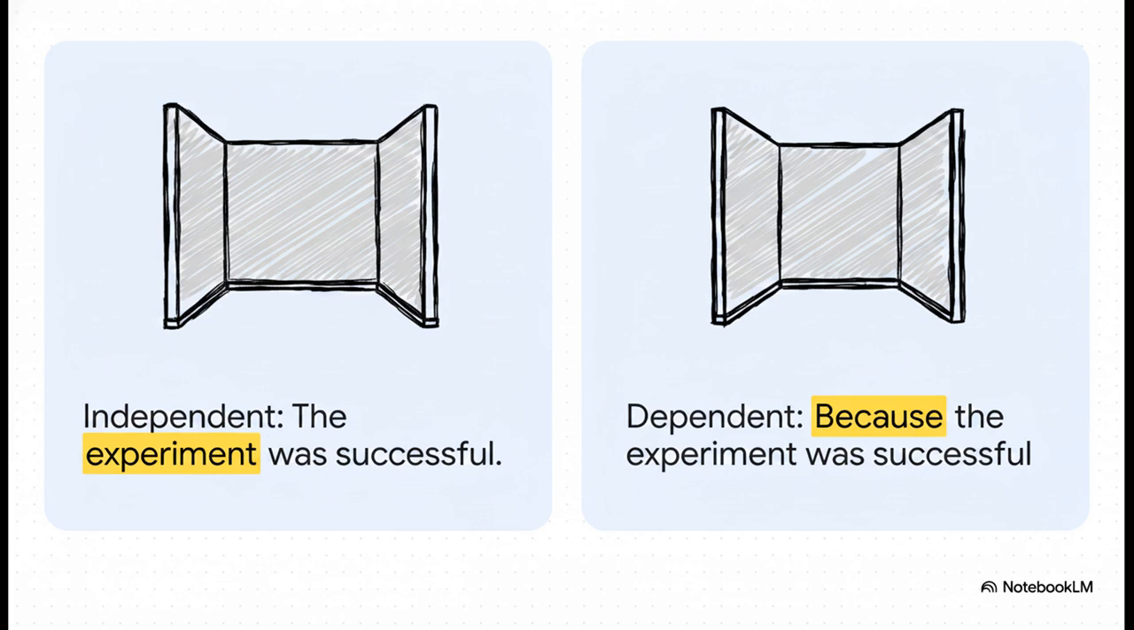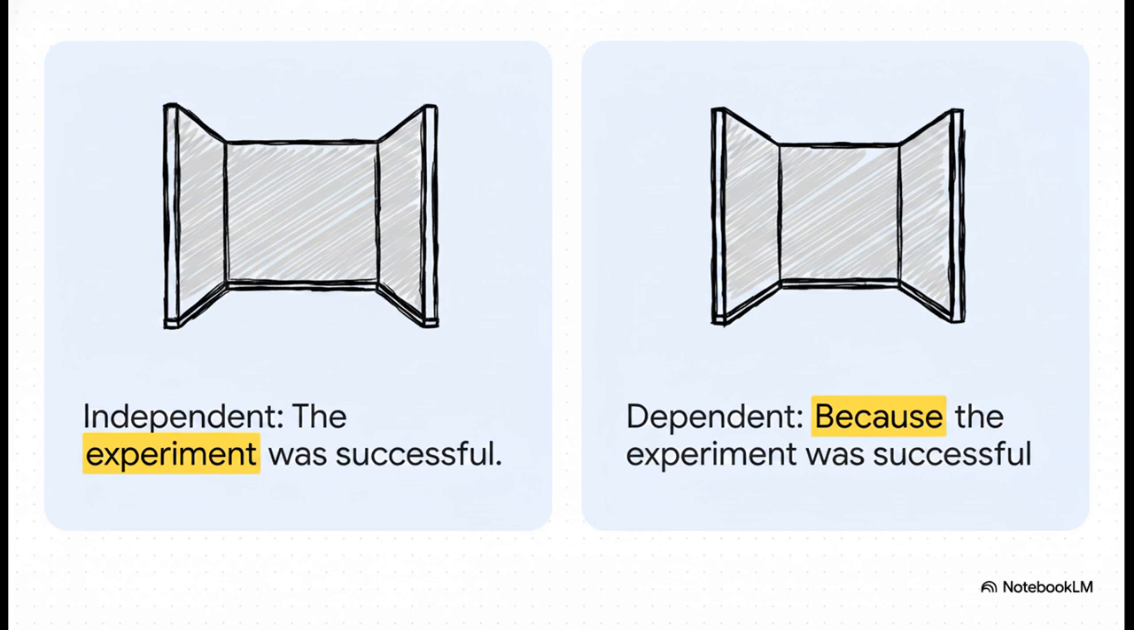It has a subject, a verb, and it expresses a complete thought that stands perfectly on its own. Beautiful. But watch what happens if we add just one little signal word. Because the experiment was successful. It still has a subject and a verb, but that word because leaves you totally hanging.